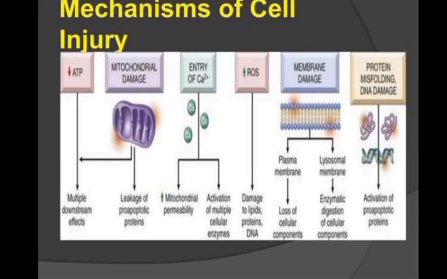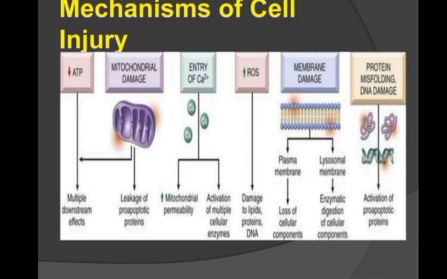In the mechanisms of cell injury, decreased ATP will lead to downstream effects. Mitochondria will get damaged, which leads to release of pro-apoptotic proteins. Influx of calcium will increase the mitochondrial permeability and activate multiple cellular enzymes, which leads to mitochondrial damage, and more accumulation of calcium inside the mitochondria, and mitochondria get swollen. Next, increased reactive free radicals will further damage the membrane, proteins, DNA, RNA, etc.